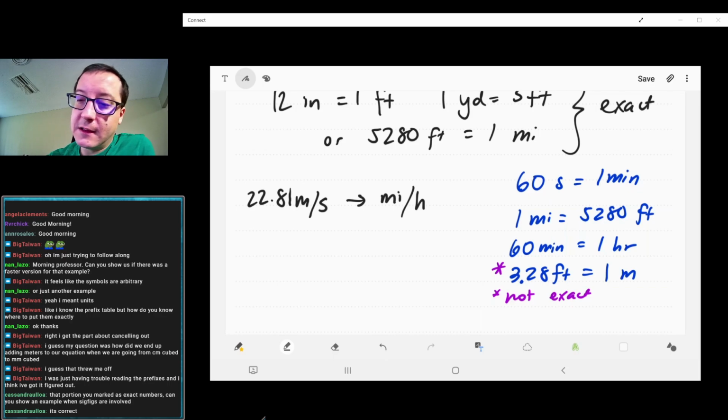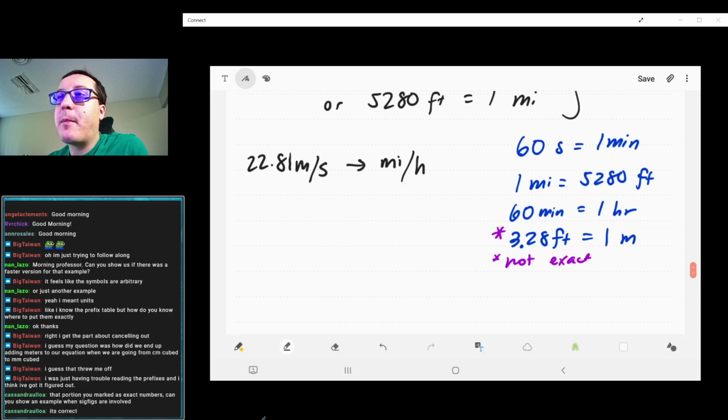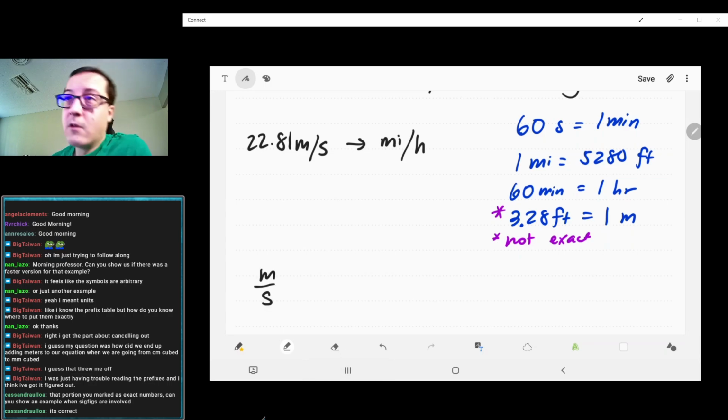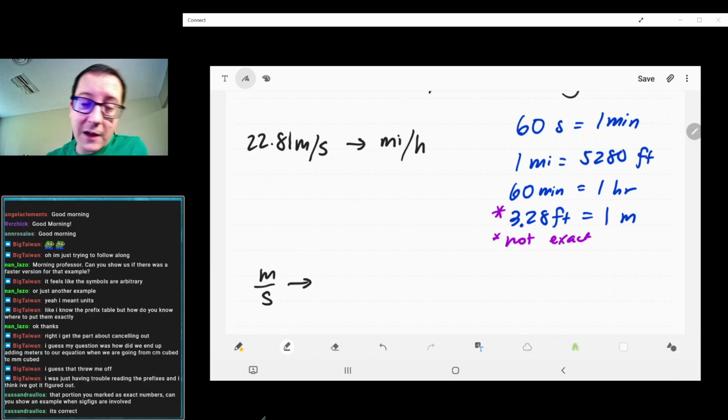All right, let's look at what kind of plan we might have here. So we're going from miles per hour. I'm sorry, meters per second is what we're starting with, aren't we? Let's see what we would want to do here. Again, we can start with either messing with our time unit first, or we can mess with our distance, length unit.